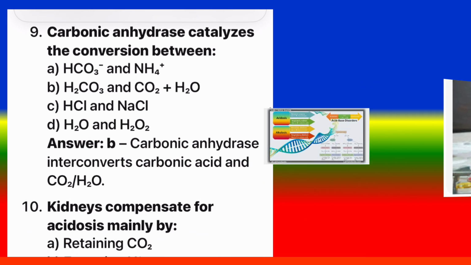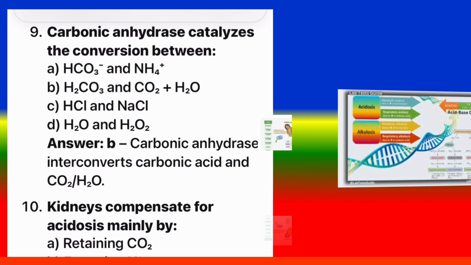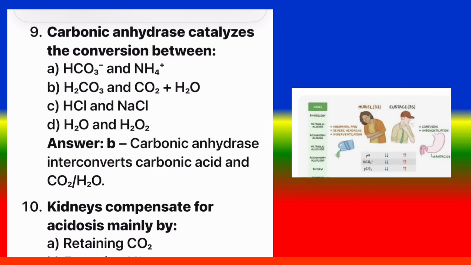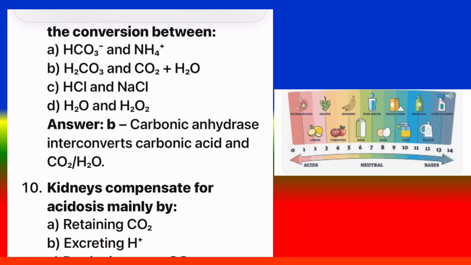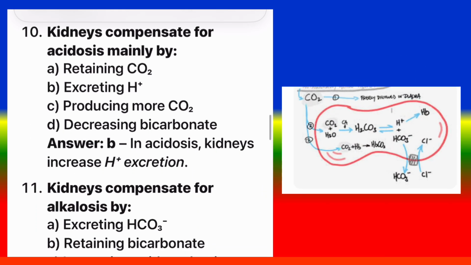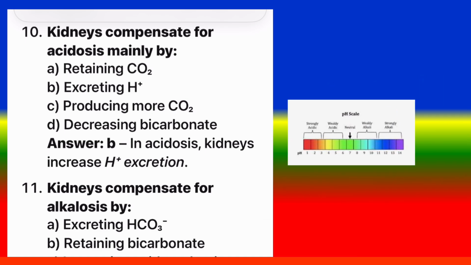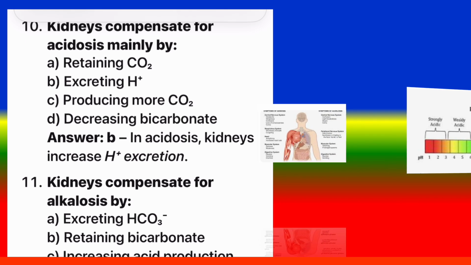9. Carbonic anhydrase catalyzes the conversion between: A. HCO3- and Na+, B. H2CO3 and CO2 plus H2O, C. HCl and NaCl, D. H2O and H2O2. Answer B. Carbonic anhydrase interconverts carbonic acid and CO2 plus H2O. 10. Kidneys compensate for acidosis mainly by: A. Retaining CO2, B. Excreting H+, C. Producing more CO2, D. Decreasing bicarbonate. Answer B. In acidosis, kidneys increase H+ excretion.